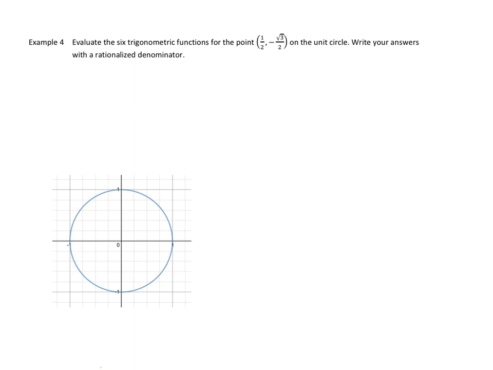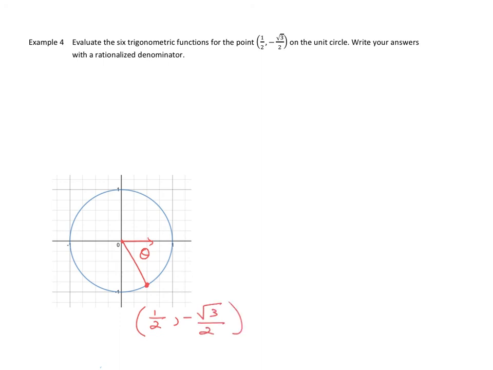Now that we have defined 6 trig functions, what I'd like to do is plot this point on the unit circle and draw an angle that relates to it, and then evaluate the 6 trig functions for that angle. So I guess I'm going to start by plotting this point. That's 1/2 for x and negative root 3 over 2 for y. So we're talking about this point right here. So let's see, I'll draw this line with the positive x-axis as well. So here's my angle theta, and that's corresponding to the point of 1/2 for x and negative root 3 over 2 for y.